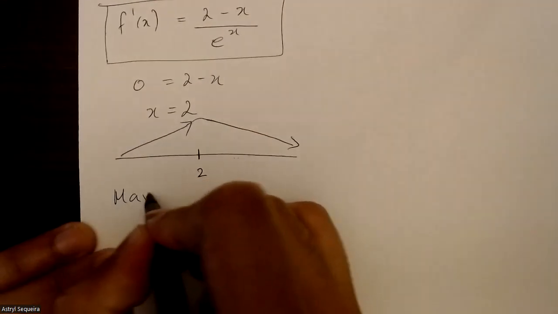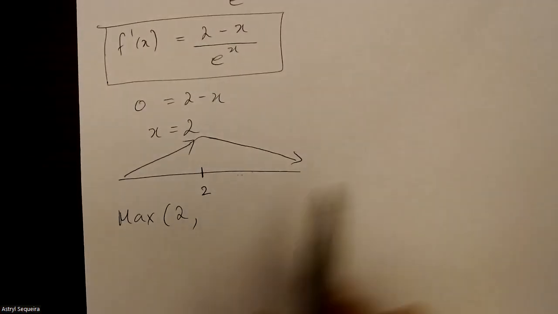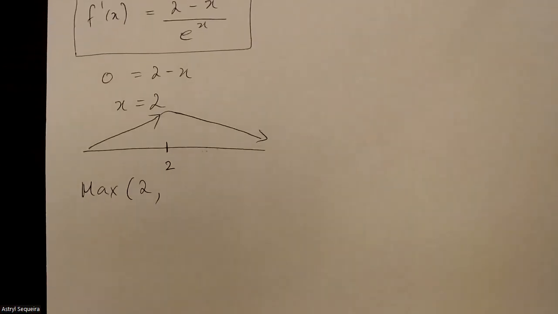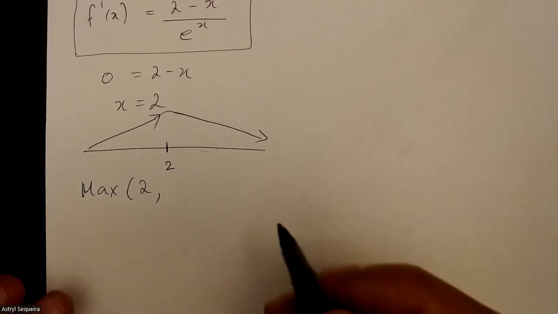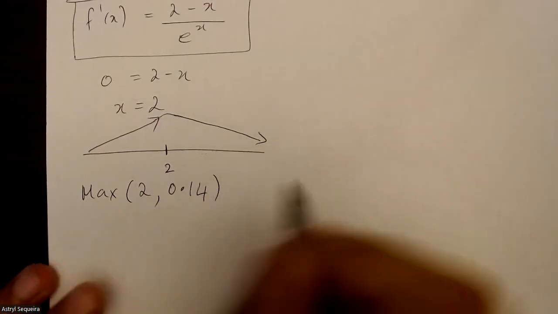So I know I have a max. The x value is 2. To find the y value, I'll sub in 2 back into my original equation. 2 minus 1 divided by e to the power of 2 is just 0.14. That's rounded to 2 decimal places.